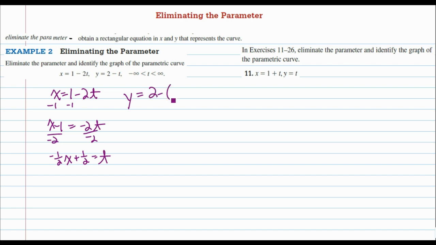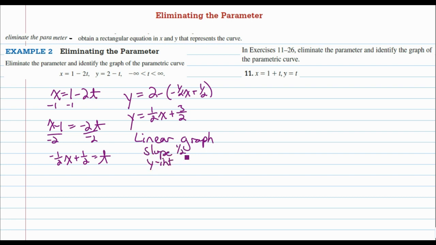Y equals 2 minus negative 1/2 x plus 1/2. Basically, I'm getting what looks to be a line. Positive 1/2 x, and then that would be 2 minus 1/2, so plus 3/2. So it should be a linear graph, slope 1/2, and y-intercept or initial value 3/2.